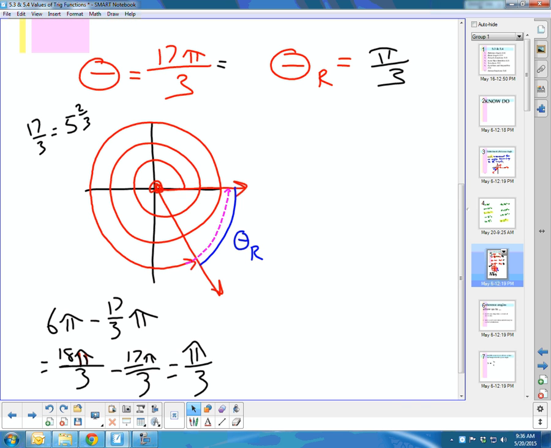Okay, so those are just a few examples of what a reference angle is and how to find them. We have not discussed what to do with them yet and why they are helpful. That'll come up in the next couple of videos that we make. This was just the introduction to what they are and how to find them.